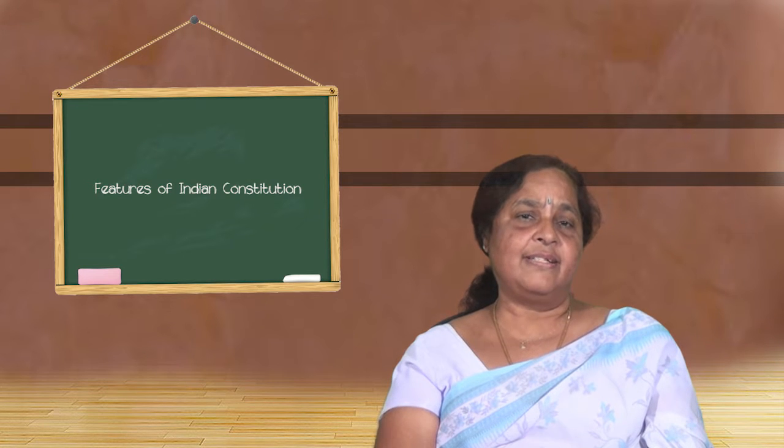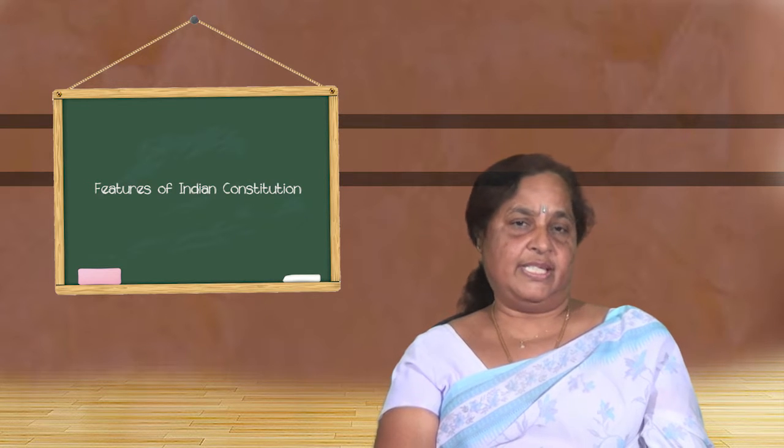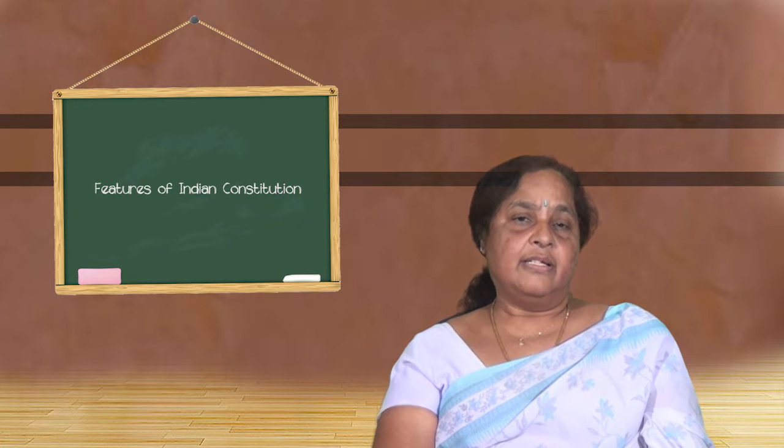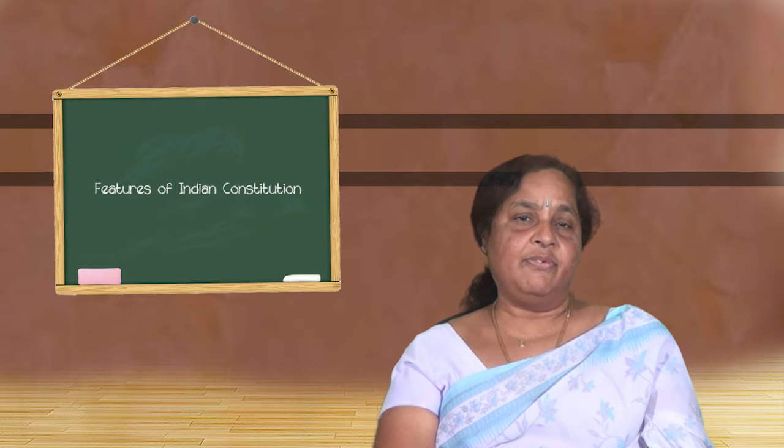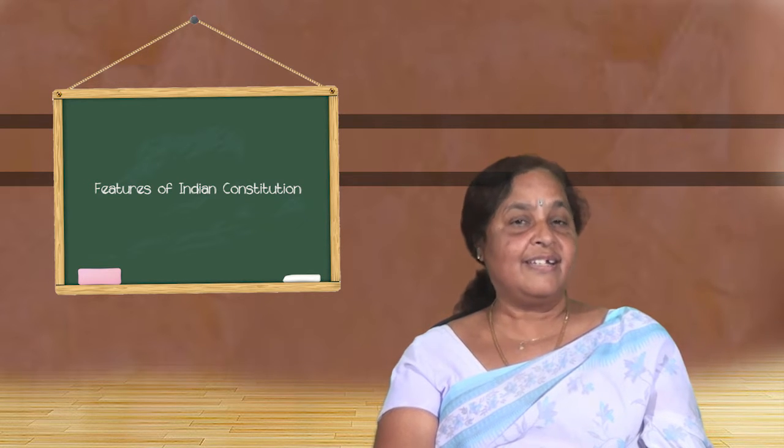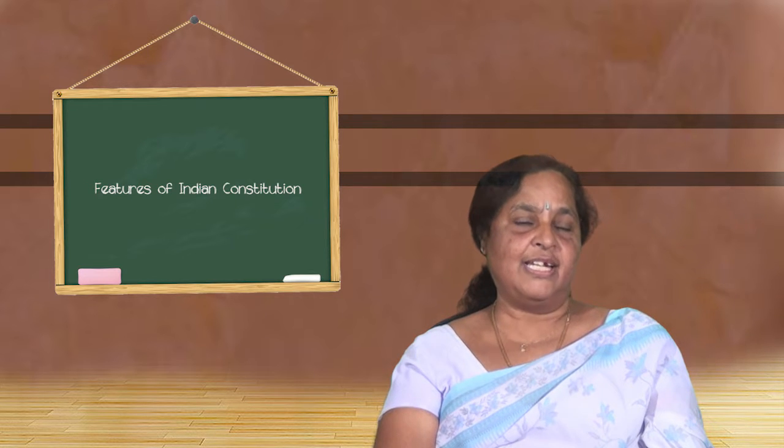And for a state emergency, under Article 356, if within the state there is a failure of the constitutional machinery, under those circumstances the President of India can declare a state emergency for the failure of the constitutional machinery.